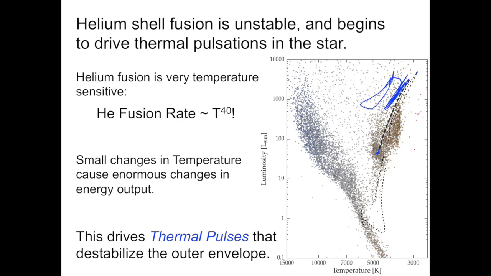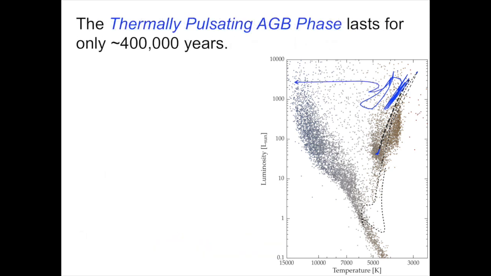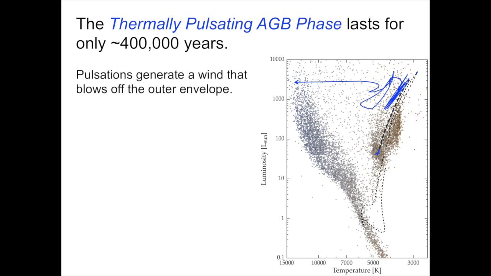Although this is a relatively slow procedure, it takes about 400,000 years for this stably thermally pulsating asymptotic giant branch to occur. So while it sounds like violence here, I'm going boom, boom, boom in words, bear in mind this is a relatively slow process on a human timescale.